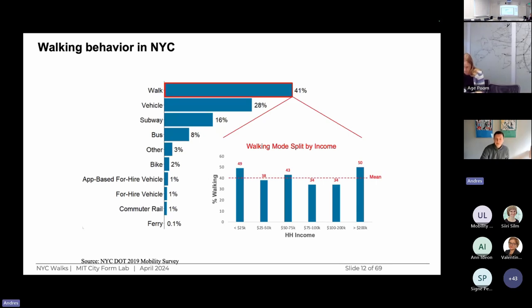Then as we get into the middle categories, walking percent as mode share starts diminishing, and the lowest mode shares is actually between the households making around $75,000 to $100,000 a year and $100,000 to $200,000 a year. And then the chart actually reverts upward again among the more high income families in New York. This is largely because these highest income families can afford to live in the most walkable parts of the city, in places that have lots of pedestrian destinations, good public transit connections, and high quality sidewalks near their homes.